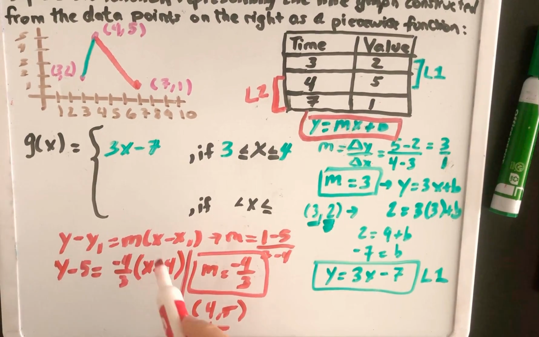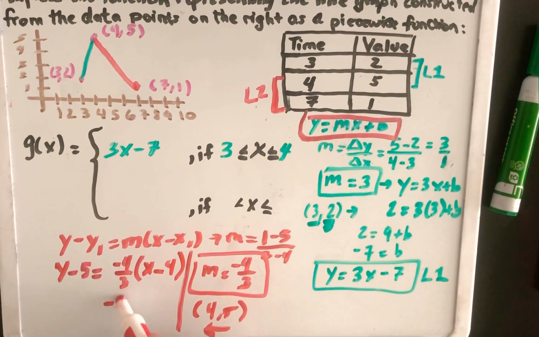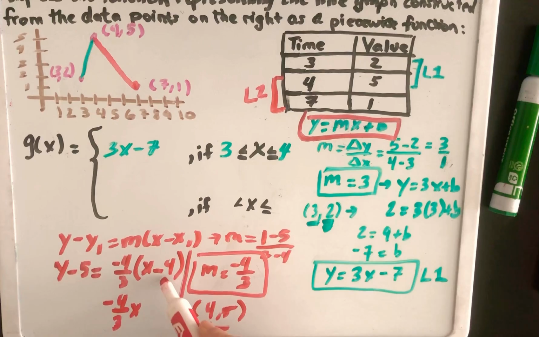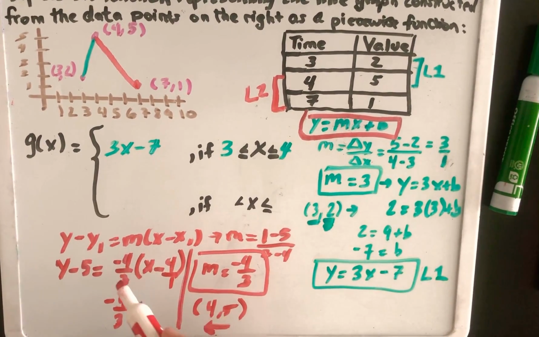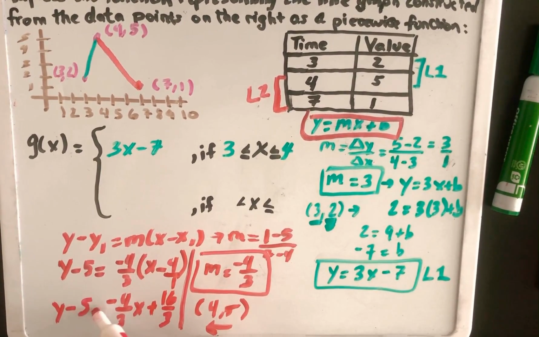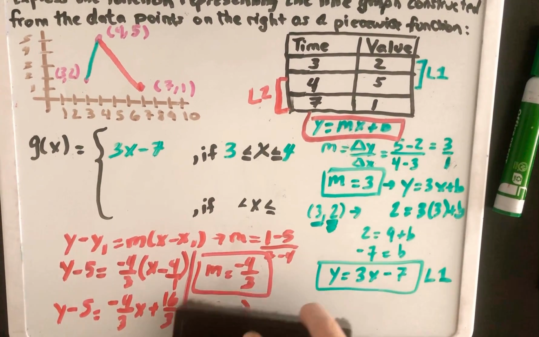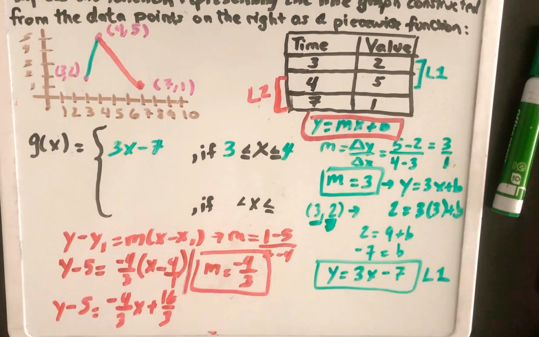And then I could distribute here, and I'd get negative 4/3 times x, which is negative 4/3 x. I'd also get negative 4/3 times negative 4 over 1. That's a positive 16 when you multiply over 3. So positive 16 over 3 equals y minus 5. I know this looks a little funky, doesn't it? So I'm using the point (4, 5). Let me just make some space here. Tiny little board here, sorry.